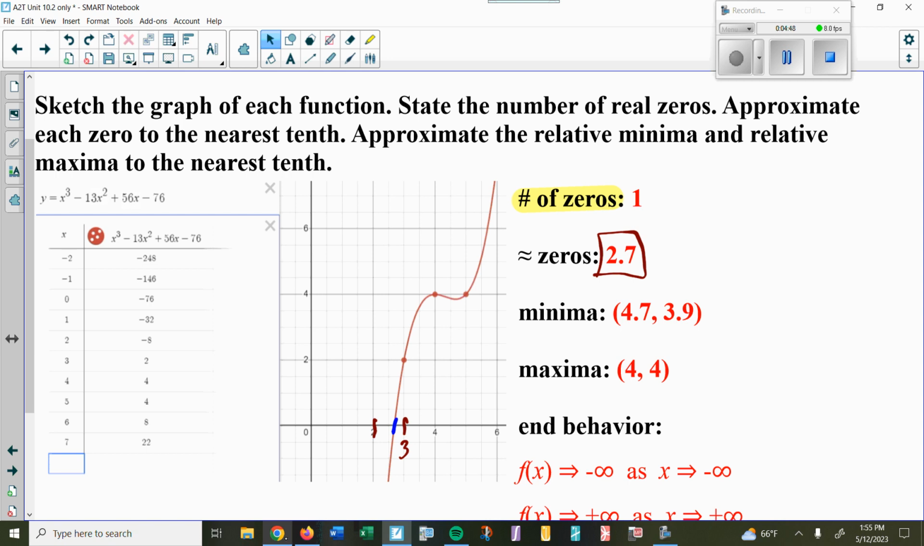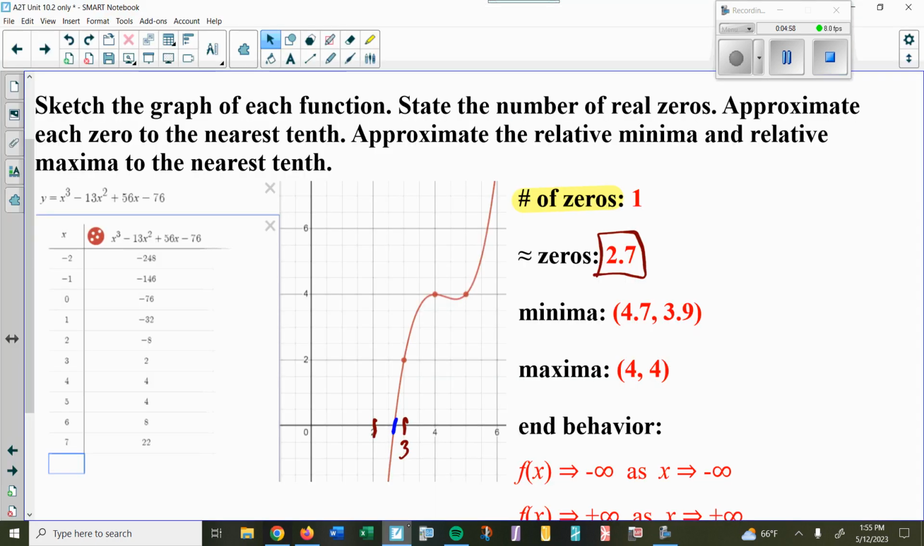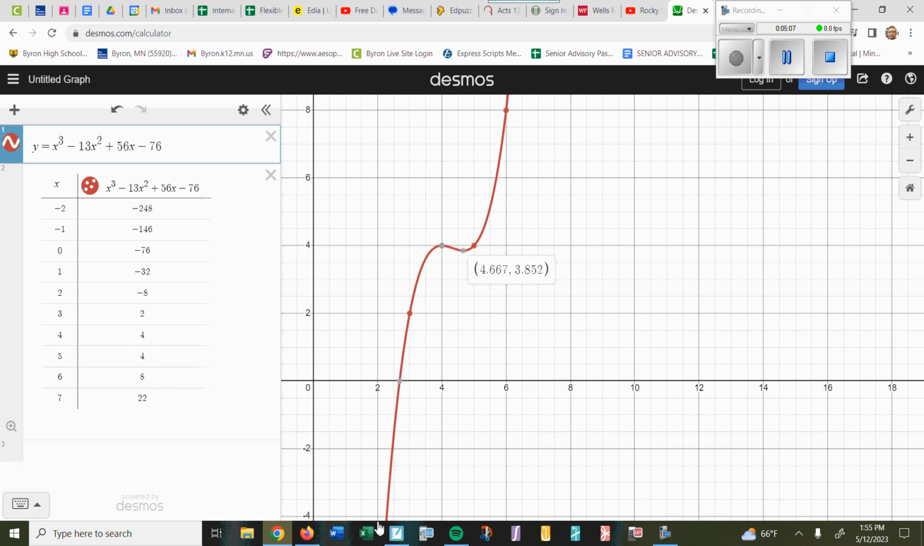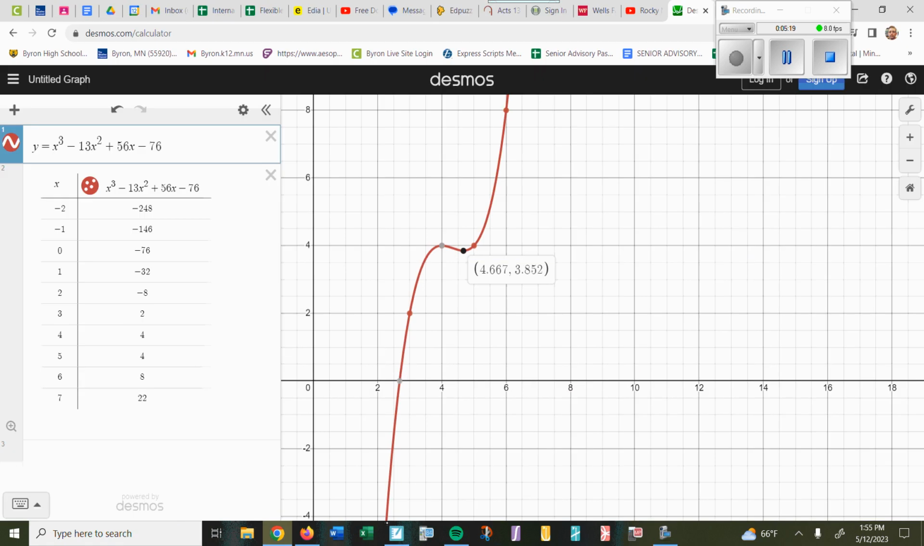And when you're looking at Desmos, you can see, if you touch right here, that if you go to the nearest tenth, it would be 2.7. Then you'd want to look at your minimum. That's the lowest point, which you would know would be right here. Well, looking back at Desmos, you can see that that point would be right there, and you could write the coordinates down. When you are looking at your maximum, which would be right here, we can see it would be this. And then looking at Desmos, you can see it would be that.